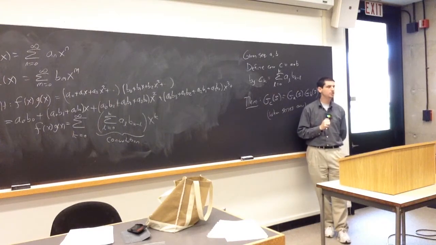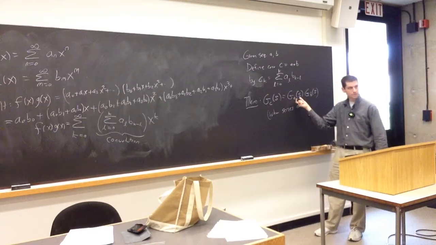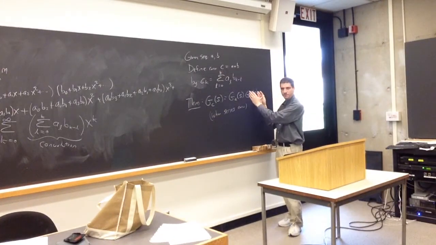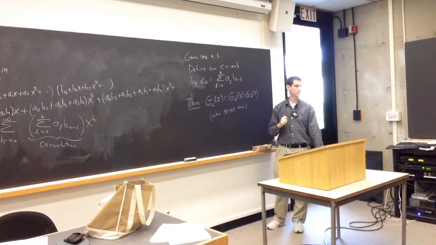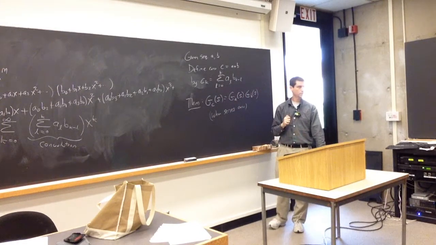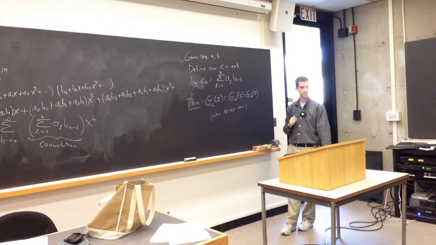As real analysis is not a prereq, I'm not going to go into too much detail about if G_A converges for s sufficiently small and G_B converges for s sufficiently small, then their product converges for s sufficiently small. If you want, that's a really nice exercise to try: if they both converge, what can you say about their product converging? I'm going to just assume that for now.